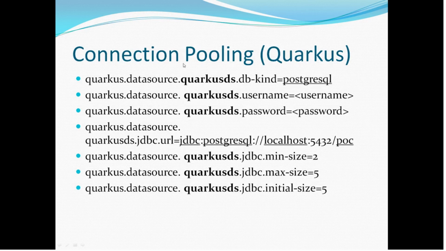First, we are going to see the Quarkus data source. This is the property key we have to give, quarkus.datasource. Then you can give the data source name. This is a user defined name, so you can give any name. Then the DB kind, which says what database we are going to connect. Then the username and password for this database. Then we have to give the JDBC URL to that database. Then the minimum connection size and maximum connection size. Then the initial connection size. Based on this configuration, the connection pool is created when we are using the Quarkus JDBC data source.